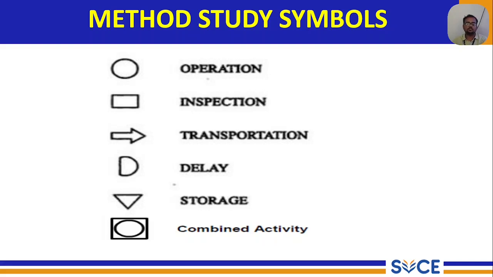Work in process inventory are semi-finished goods which are meant for further processing, whereas finished goods inventory are ones which are meant for distribution to the warehouses. The last one indicates combined activity, a circle inside a square, which means that there are two activities carried out, operation as well as inspection together.